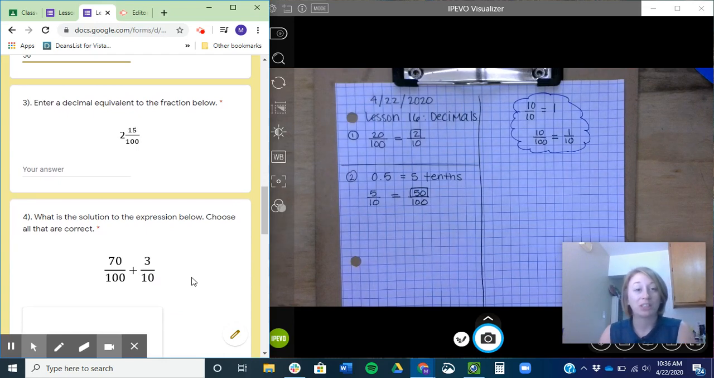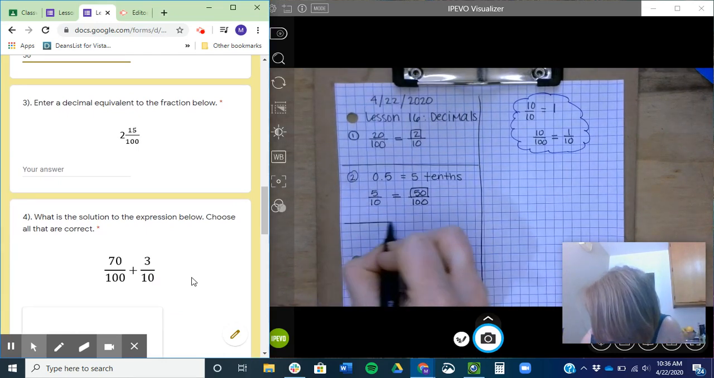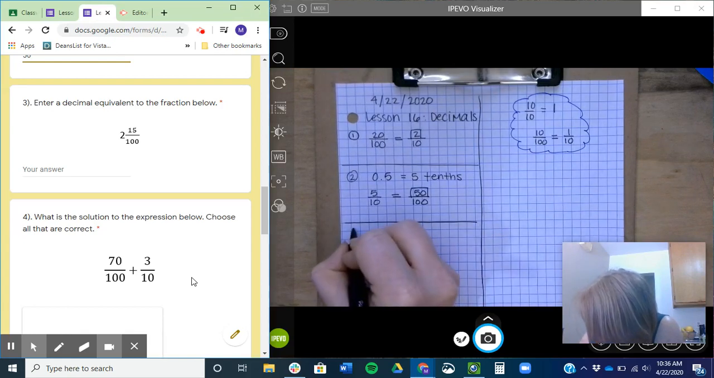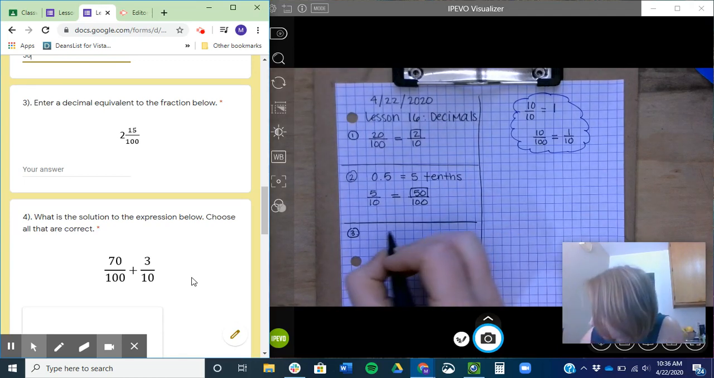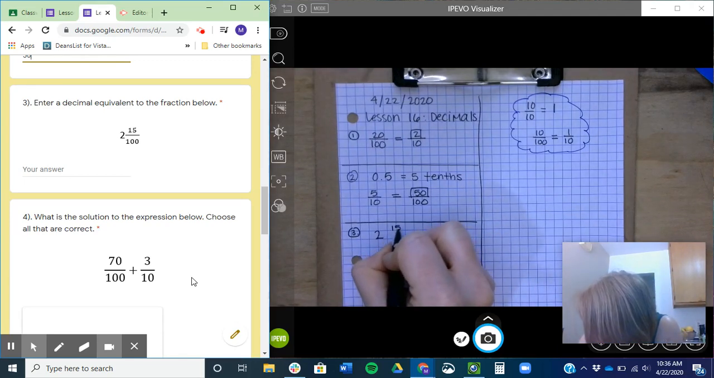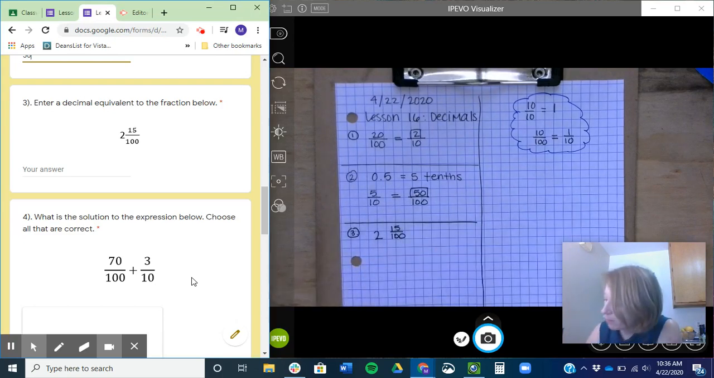Go ahead and read question number 3 to yourself. Question number 3 says, enter a decimal equivalent to the fraction below. That fraction is 2 15/100ths. Go ahead and write 2 15/100ths on your paper.